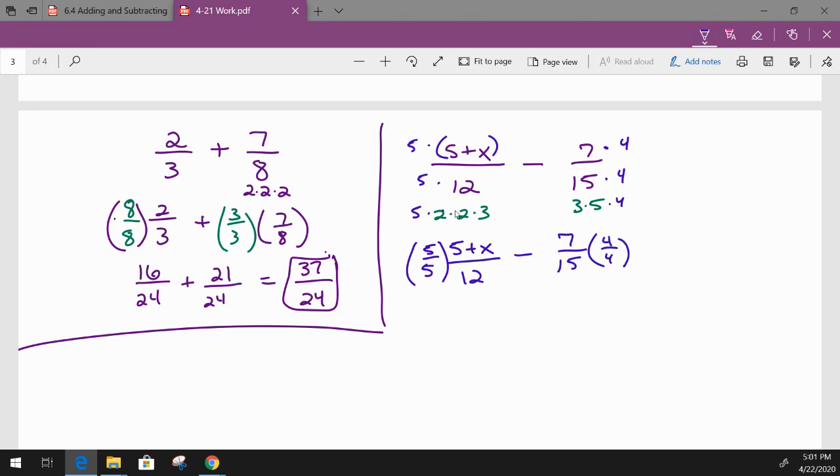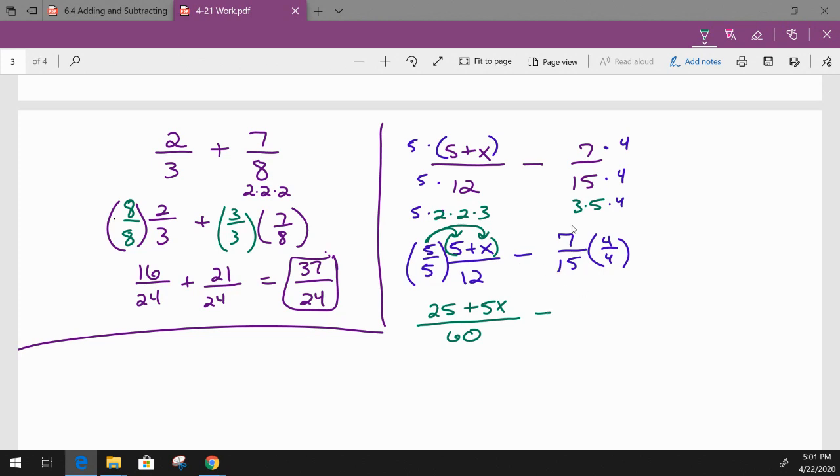So we're basically multiplying the fraction 4/4 to the numerator and denominator so that we can again get a common denominator. Now be careful with this first fraction when you are multiplying the 5/5 by the 5 plus x, you must distribute the 5 to both terms in that numerator. So the numerator now will be 25 plus 5x over 60.